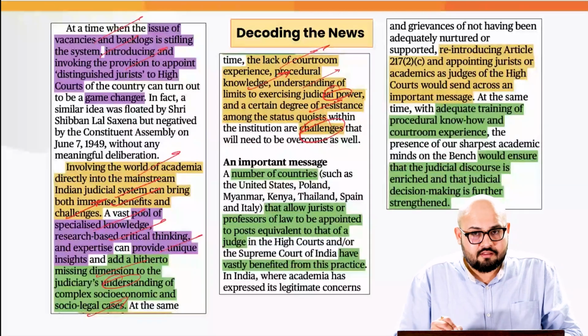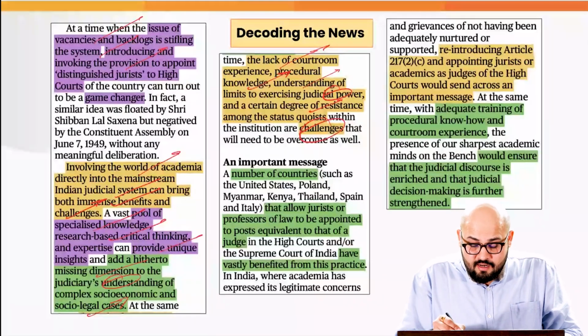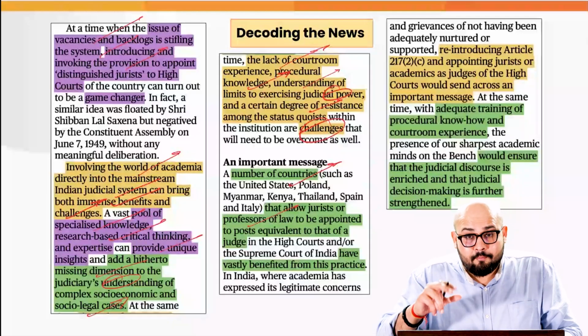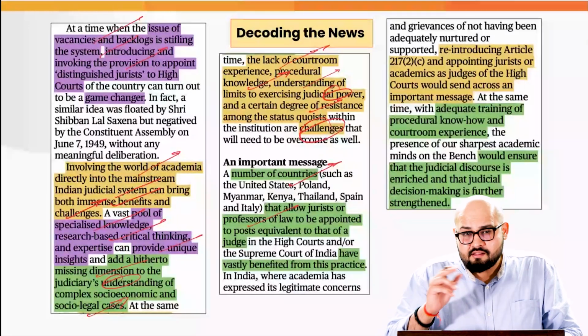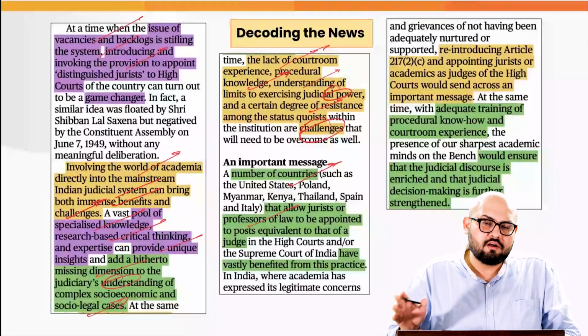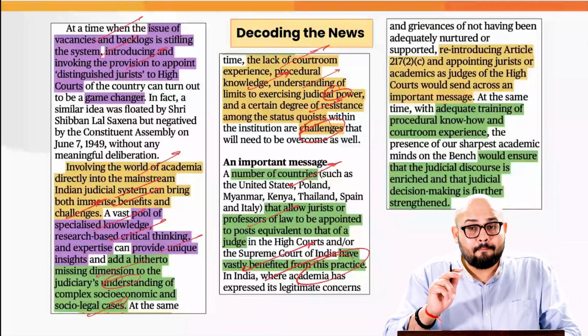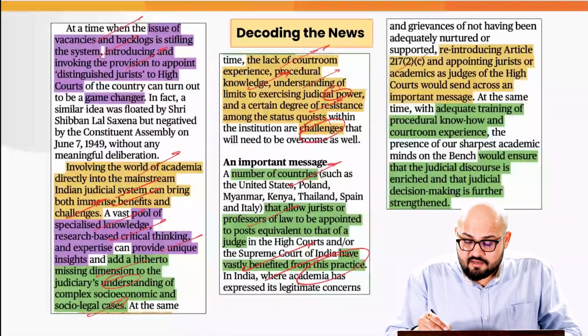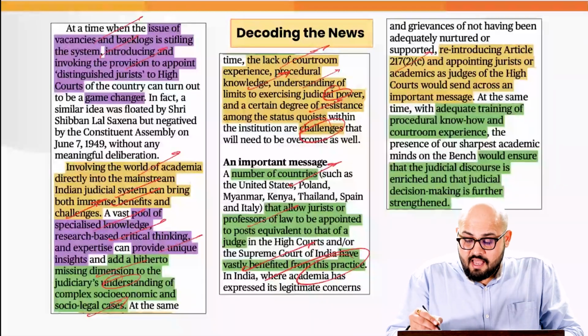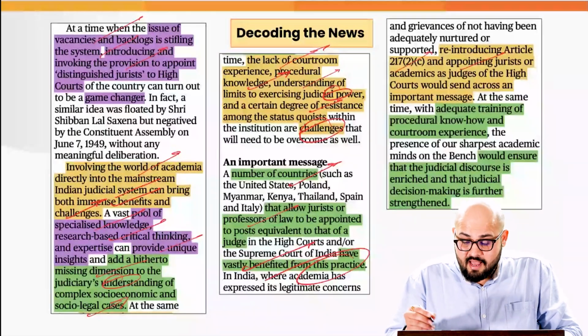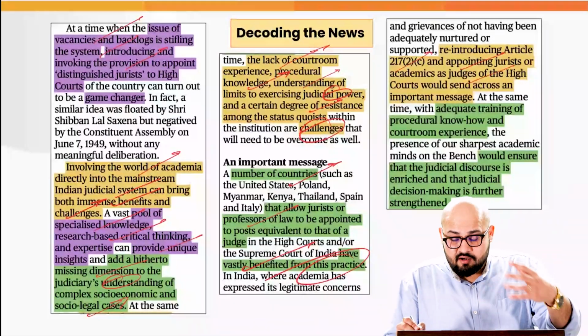These are the challenges. An important message: the number of countries that allow jurists or professors of law to be appointed as judges, equivalent to that of the Supreme Court or the High Court in the country, have vastly benefited from this practice. So this is empirical evidence. Reintroducing Article 217 subclause 2 subclause C and appointing jurists or academics as judges of the High Court would send an important message.